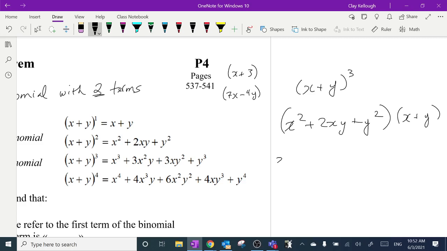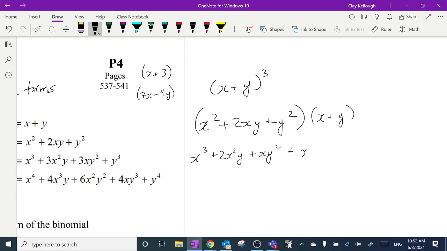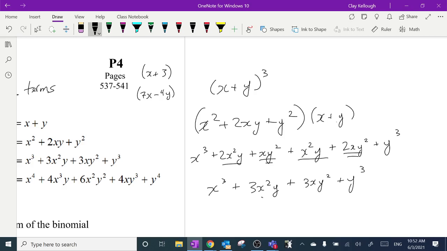Take x times all those terms. Now take y times all those terms. And as you can see, you get a couple of like terms here, right? 2x squared y plus another x squared y is 3x squared y. And then xy squared plus another 2xy squared is 3xy squared. And keep in mind, these two things aren't like terms with each other, right? They don't have the same degree on the same variables. So that's as simple as you can make it.